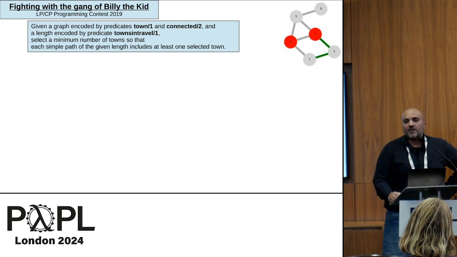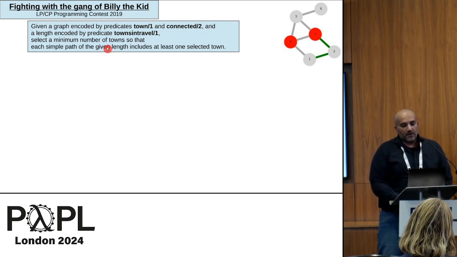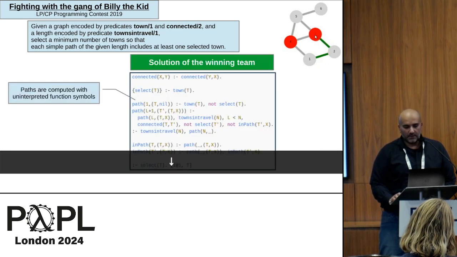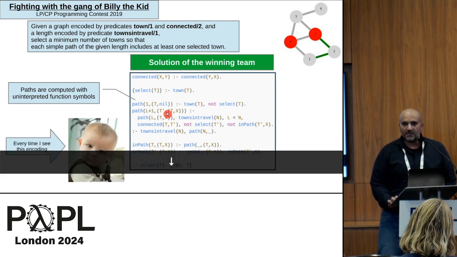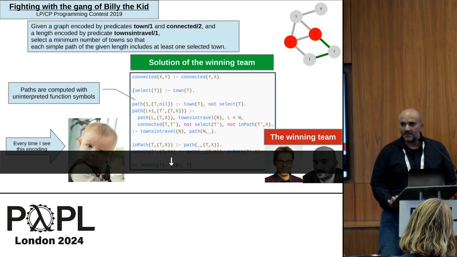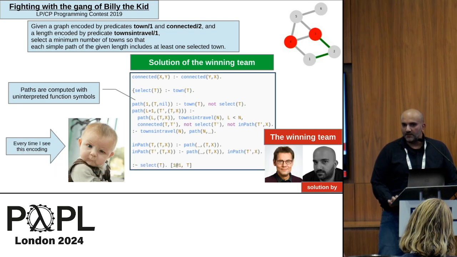Very quickly, another problem: fighting with the gang of Billy the Kid, a problem from a contest. You have a graph encoded by these two predicates, and a length. You want to guess a number of towns such that every path of the given length touches at least one of these selected nodes. The solution of the winning team is something like this. All the paths are materialized with an interpreted function symbol. That's my face every time I look at this encoding. And the interesting thing is this is the winning team. And the solution is actually a solution of mine. Every time I have to restudy.